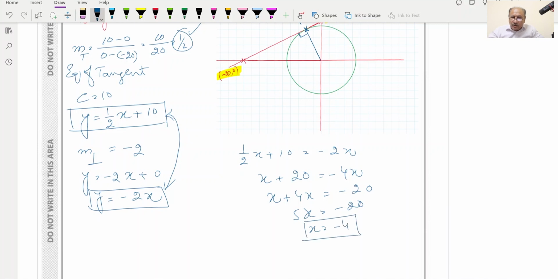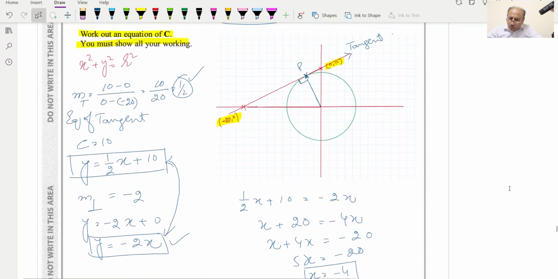So we got the x coordinate, which is minus 4, and the y coordinate we can also get. y is equal to minus 2x. In this equation we can put minus 2 into minus 4, which is equal to 8. So y is equal to 8. So we got the coordinates of P, which are minus 4 and 8.